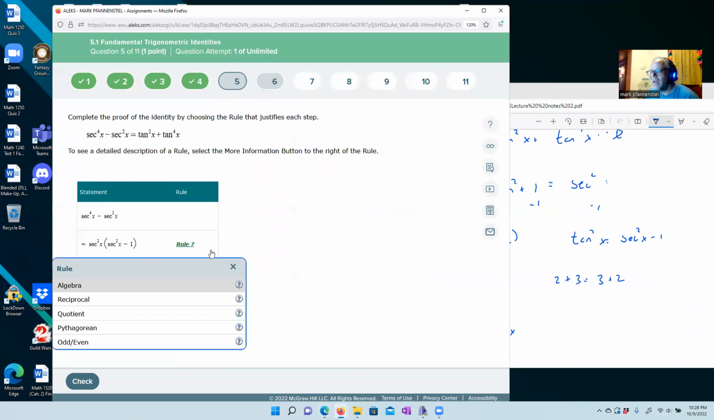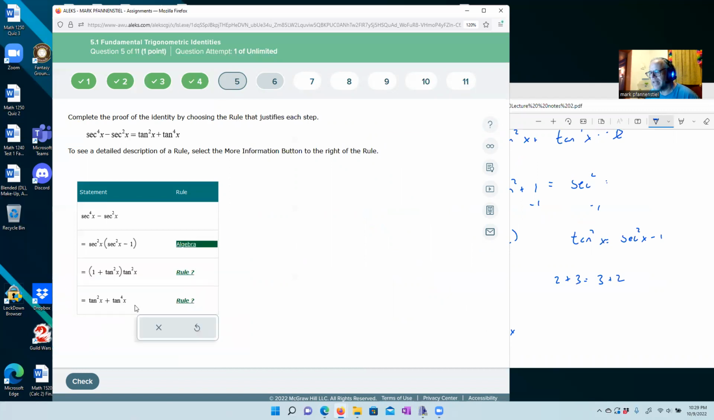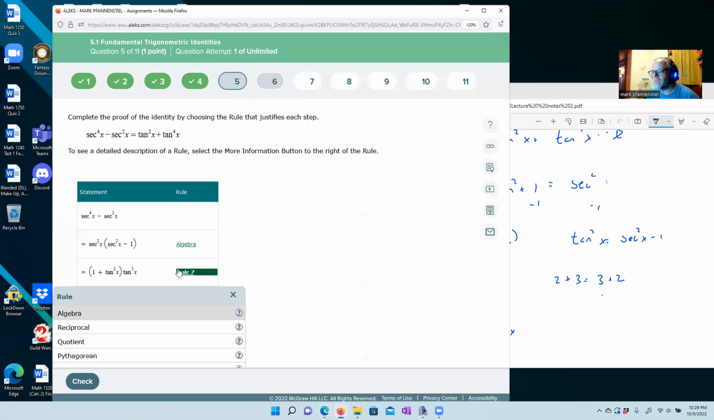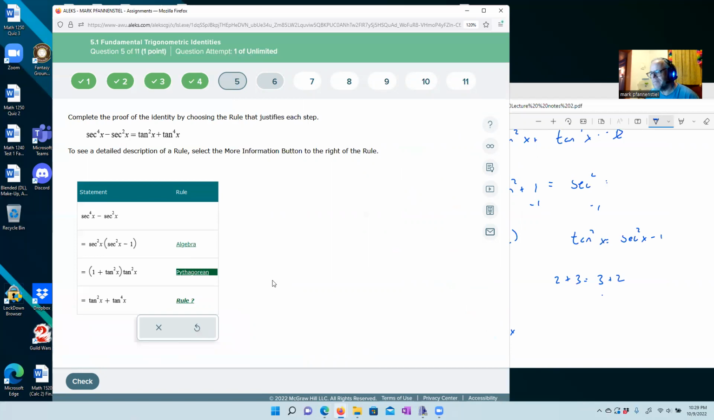So what rule do I want to say here? I think that's an algebra step. Okay. And then we have 1 plus tangent squared. That kind of lines up with what I wanted to do next. Tangent squared plus 1 times tangent squared. Okay, so rule, and what we want to say here is that's a Pythagorean identity.